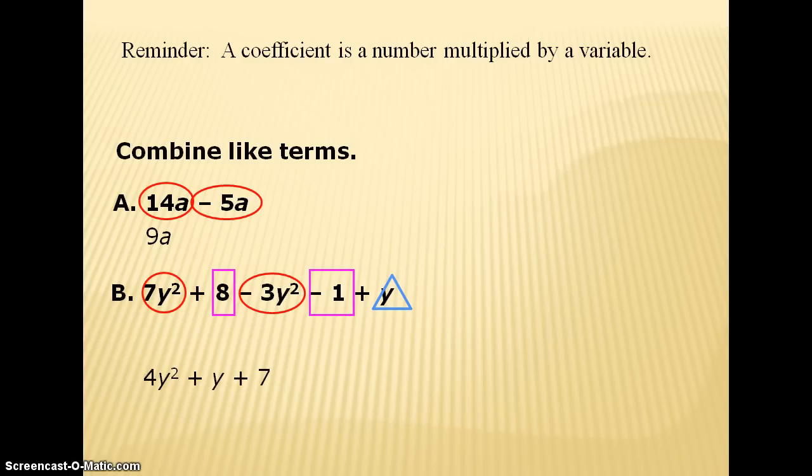So 7y squared minus 3y squared is 4y squared. Positive 8 minus 1 is 7. And y is y. See the order that they're written in. We had the 4y squared first, plus y plus 7. Typically, you'll see starting with the highest exponent, working its way down to the constants.